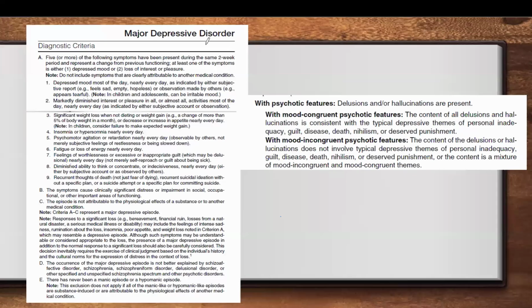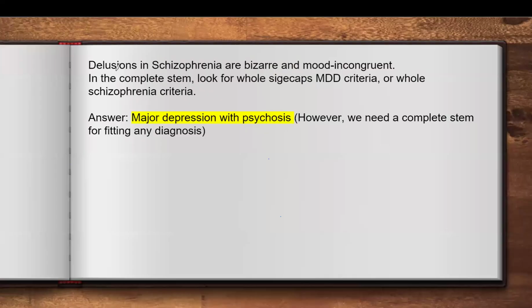This is the DSM-5 criteria of MDD. You know the whole SIGECAPS criteria. In short, delusions in schizophrenia are bizarre and mood incongruent. In the complete stem, look for the whole MDD criteria or whole schizophrenia criteria. Okay, you can answer major depression with psychosis here.